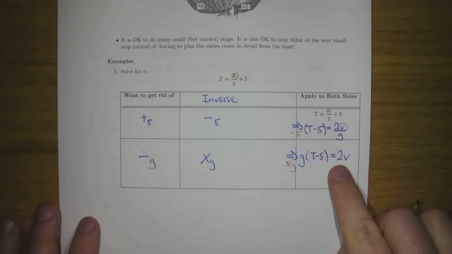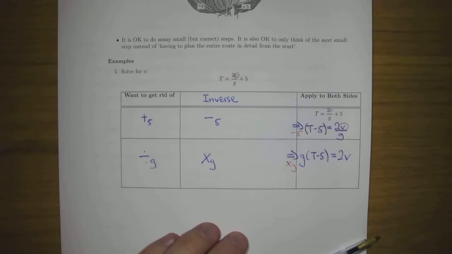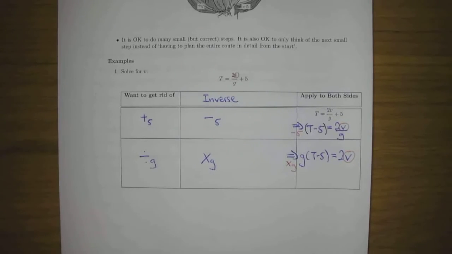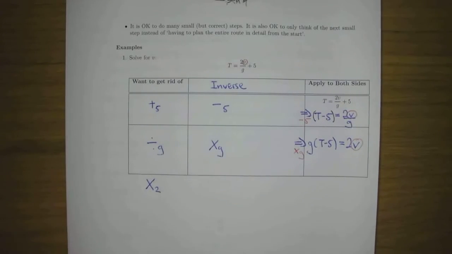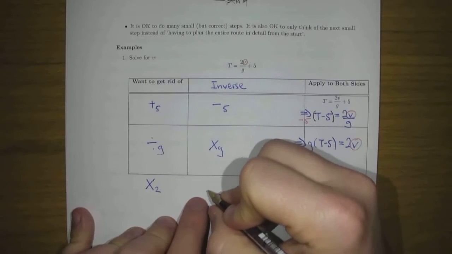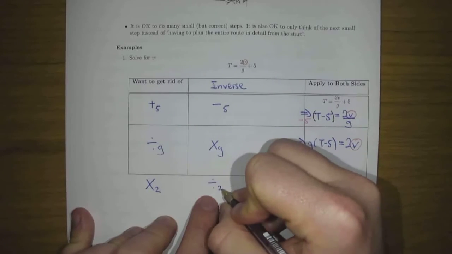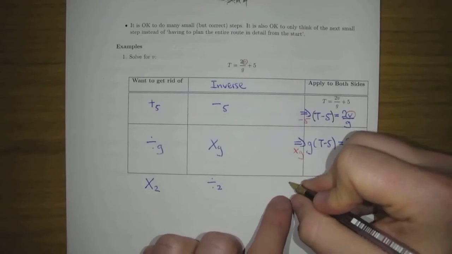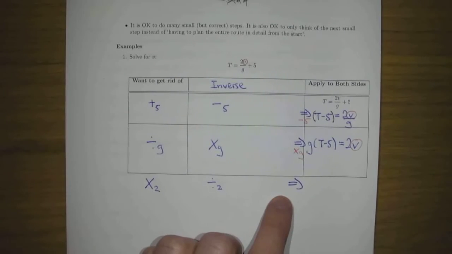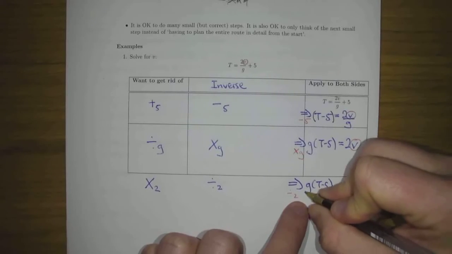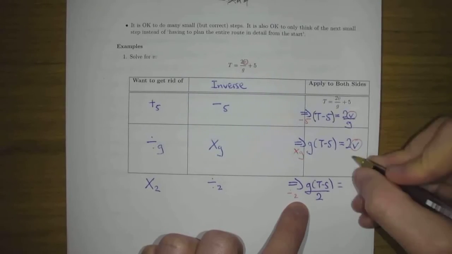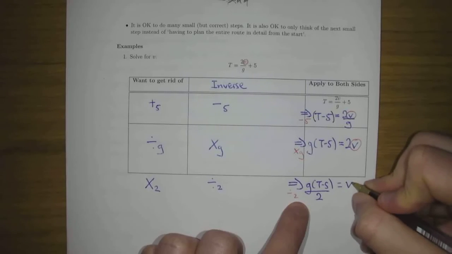Now what do we want to get rid of? We're looking for v on its own. It is multiplied by 2. So the function that's stopping v from being on its own is multiplied by 2. So apply the inverse of multiplying by 2, which is dividing by 2, or multiplying by a half. Same thing. And do it to both sides. So divide both sides by 2. So we get g times t minus 5 divided by 2, and that dividing by 2 gets rid of the multiply by 2, and we get v.